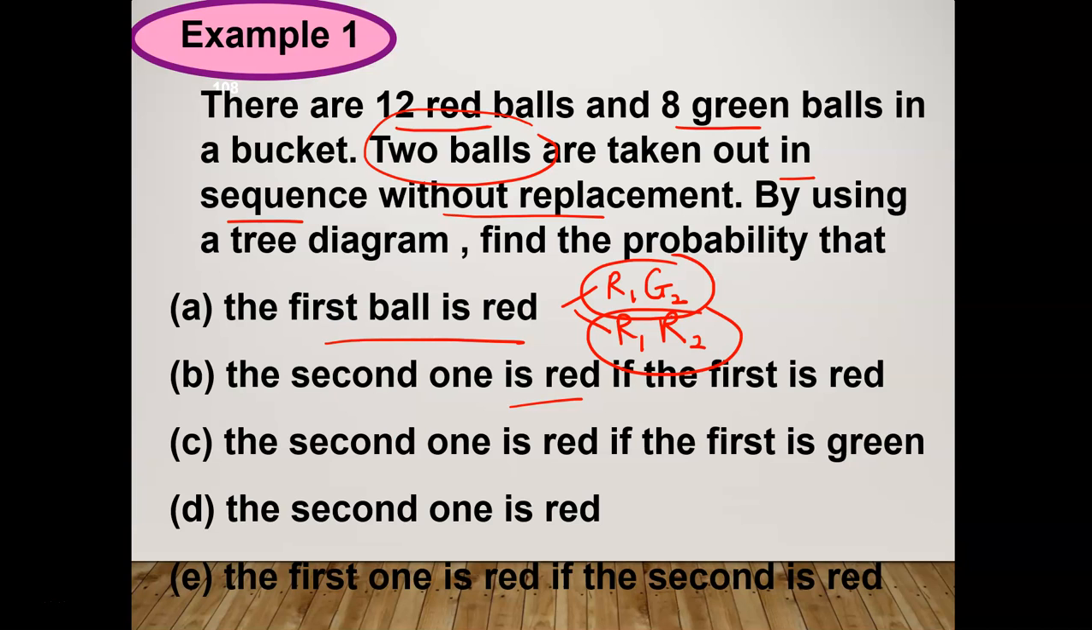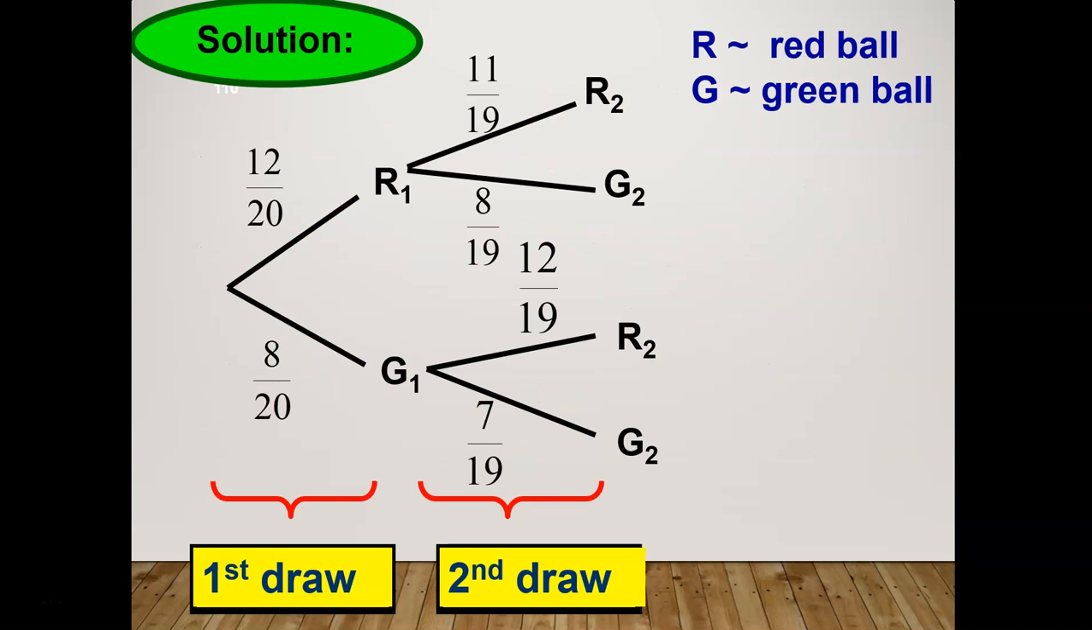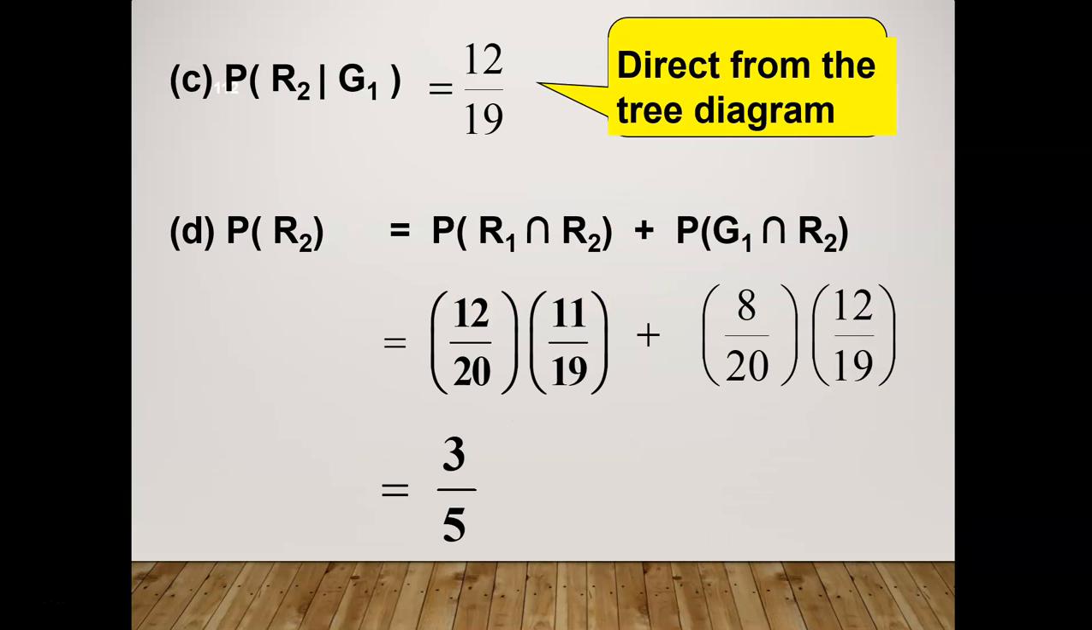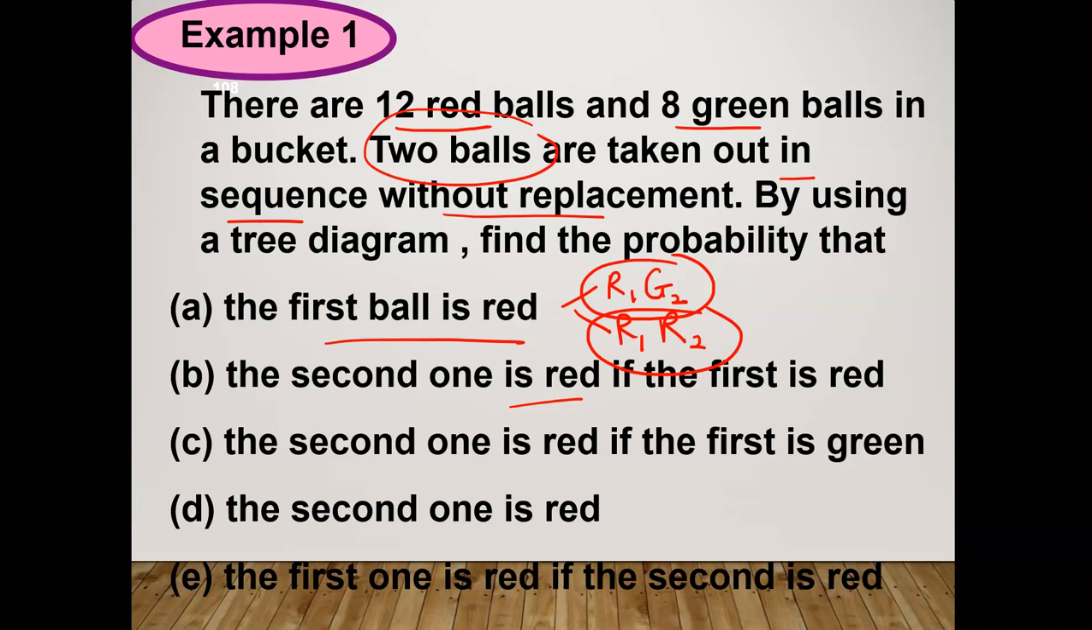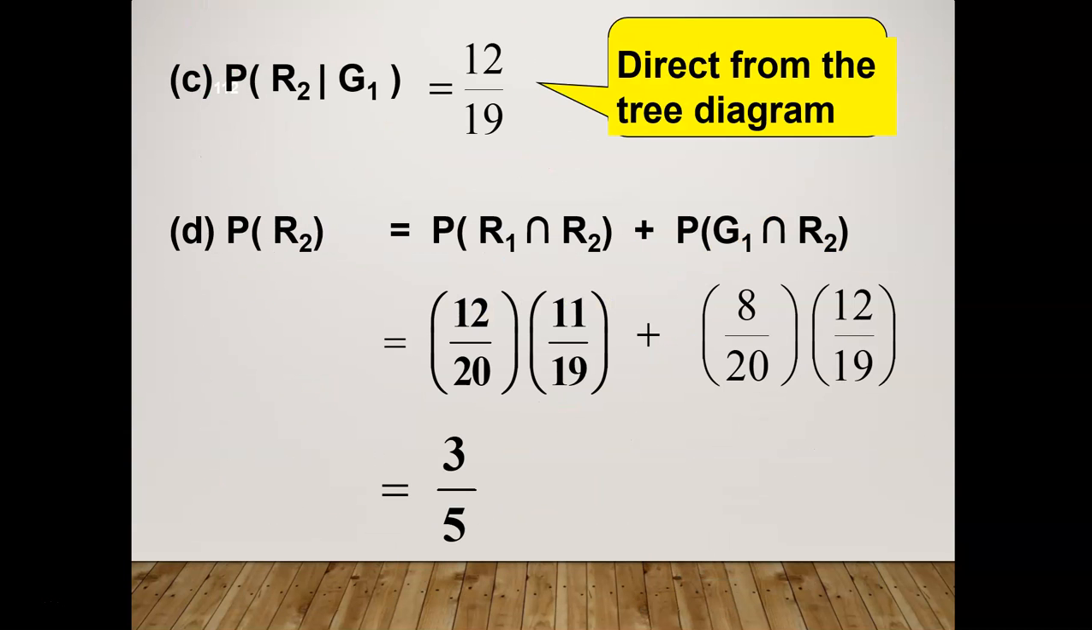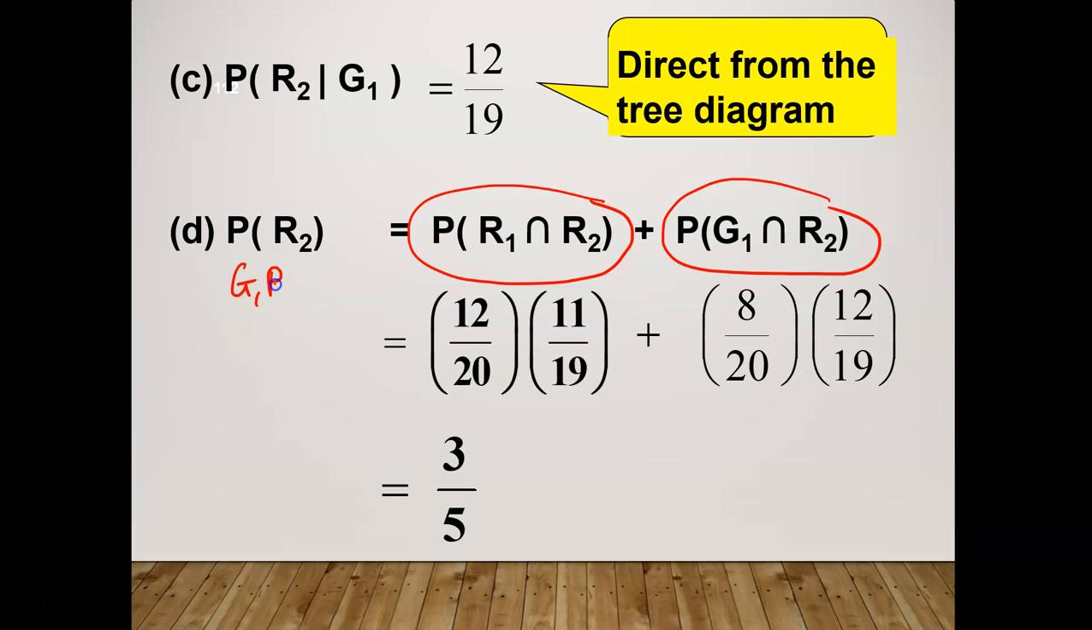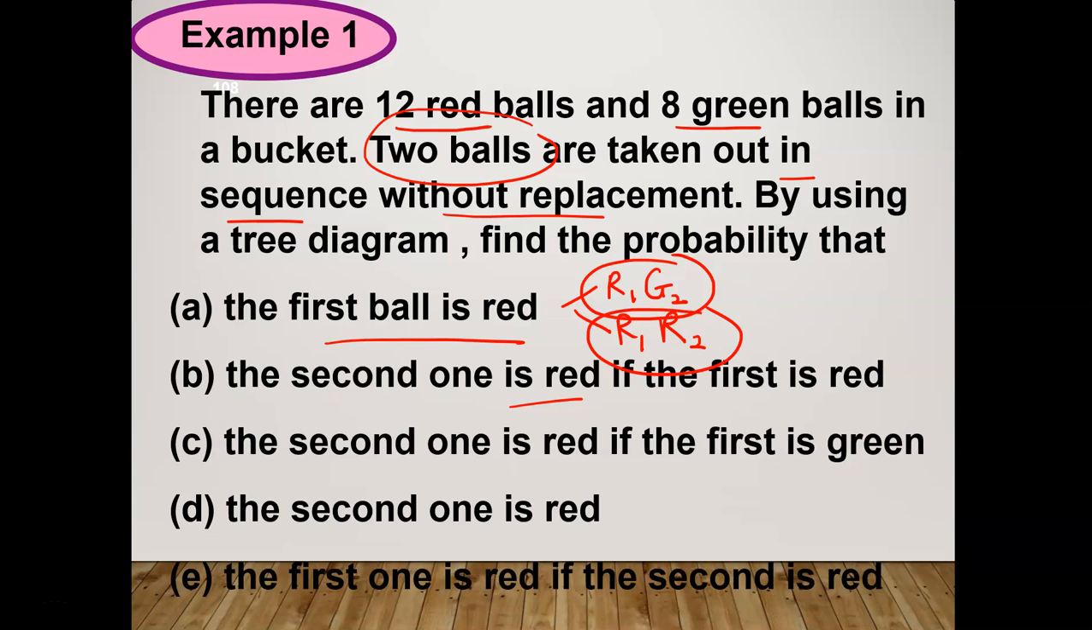Okay. And then second one is red if the first is green. Okay. Samalah direct from the tree diagram as well. Okay, dia bagi terus conditional probability. The second one is red. R2. Okay, sama kan yang konsep yang the first one tadi tu? R1 intersect R2. Because if the second one is red, it can be green R1, R2 or R1, R2. Salah, this one lah.